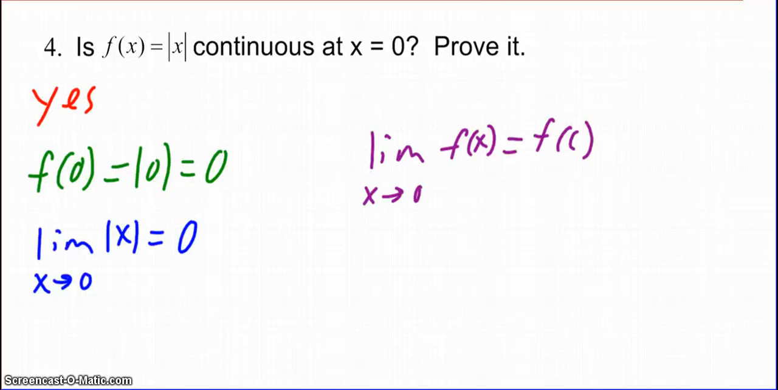So yes, it is continuous at x equals 0. We know that because f of c, so in this case f of 0, is 0, so it's defined there. The limit as x goes to 0 of the absolute value of x, or of f of x, is 0, so the limit exists. And the limit as x goes to 0 of f of x is the same as the function value. So the limit as x goes to 0 of f of x is f of 0. So all of our conditions are met, so therefore it is continuous.